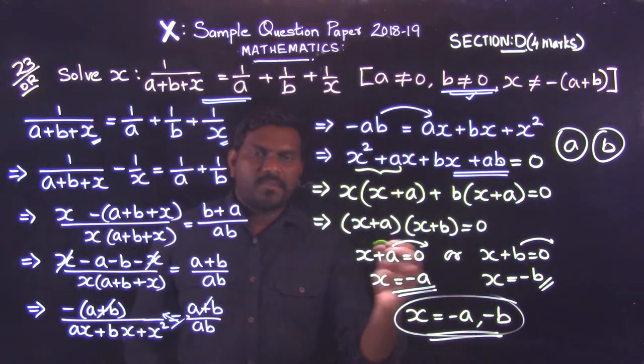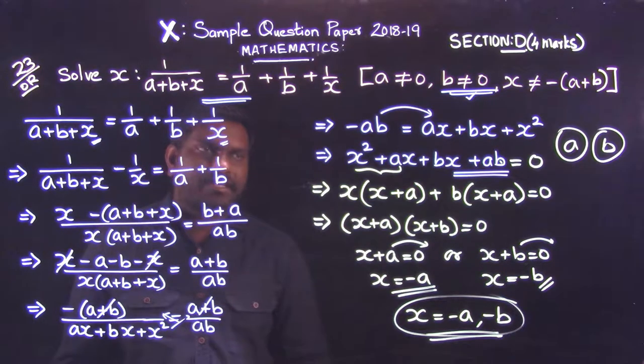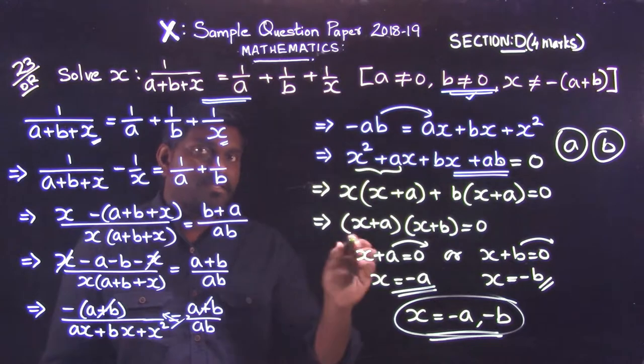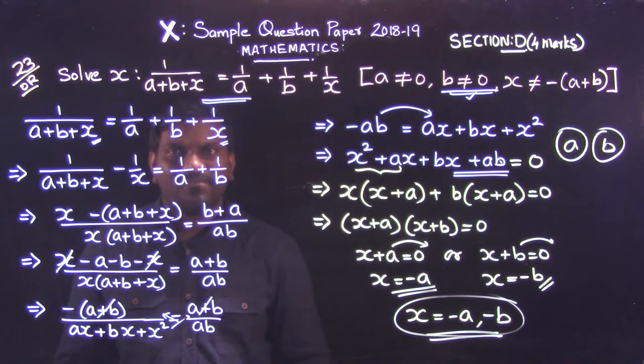Fine. I think it's pretty much clear. And it's easy, I think. So you can solve it very, very quickly. And that is a 4-mark question. Each 4-mark question I have told you, it's very important. Fine. Then moving on to the 24th question.